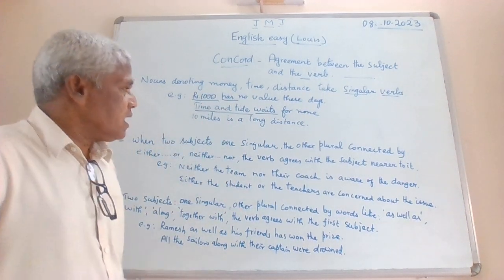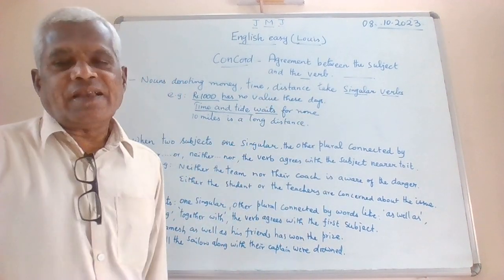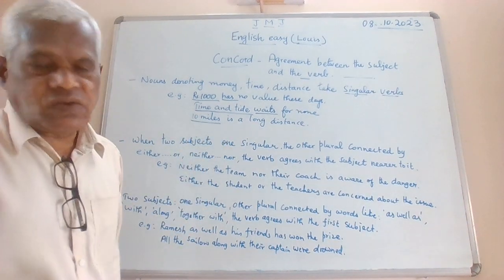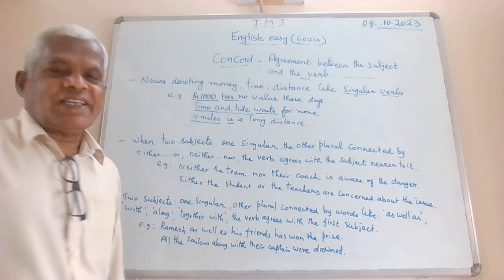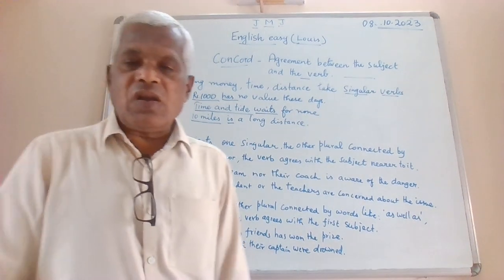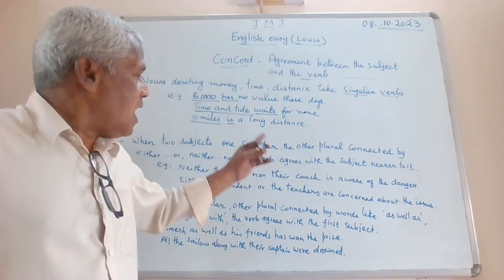Next one here, 10 miles is a long distance. Distance, see? 10 miles is a long distance. 10 miles is your subject. And what is your verb here? Is. You may wonder, sir, 10 miles is plural, no, sir? So you have to use "are," no.